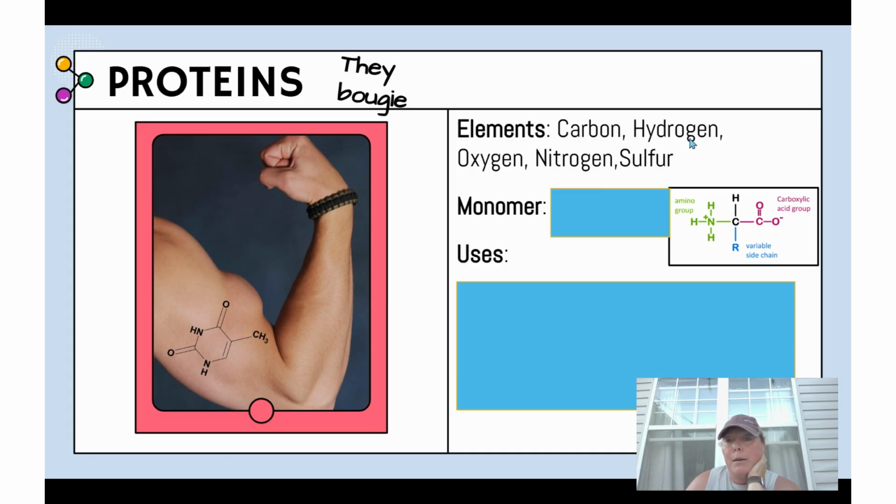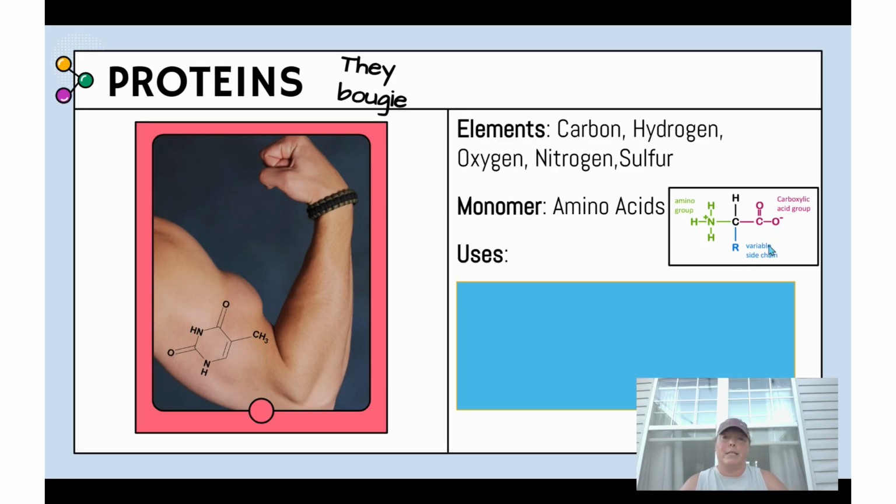The monomer unit of a protein is called an amino acid. An amino acid has an amino group, so an N and three hydrogens bonded to it. That's nitrogen, and three hydrogens bonded to it. It has a carboxylic acid group, or a carboxyl group. That's a COO group. And then this R chain is what's different.